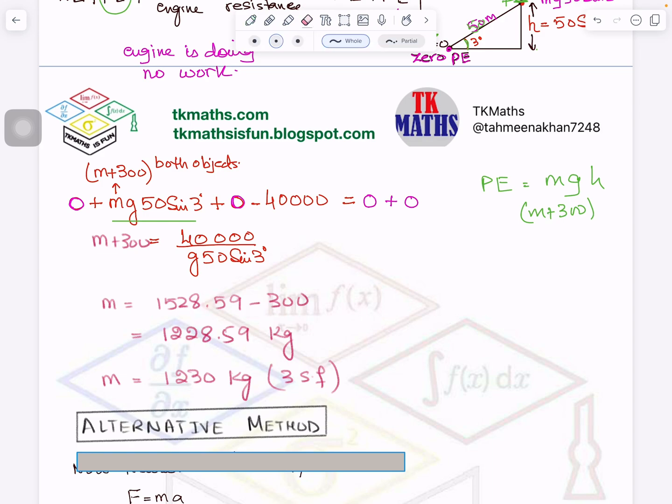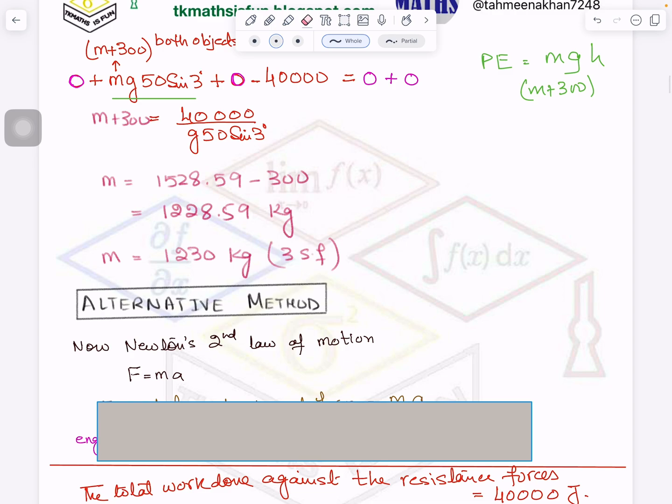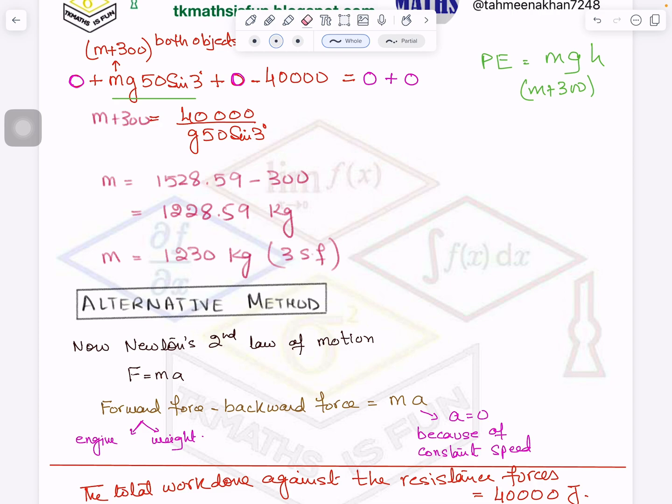I'll explain again. Now, alternative method is Newton's second law, F is equals to ma. Now, considering the same situation, because in Newton's law, F is equals to ma, F is your resultant force. You know that, right? So there is a forward force acting on it and backward force. So forward force is happening due to two reasons. What are those? Engine and weight. Because body is coming down like this.